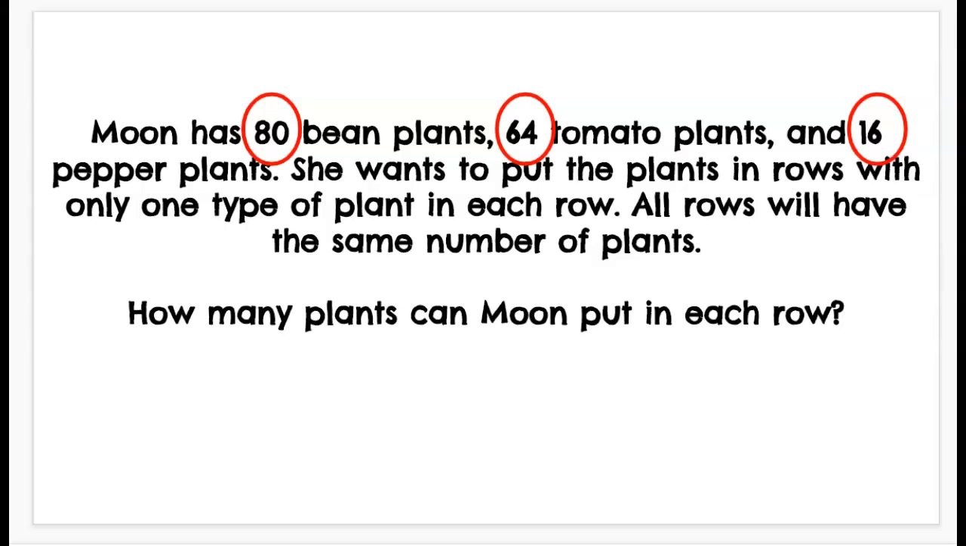The first thing that I do is, as always, use the strategy called CUBES. I am going to circle all of the numbers that I see. Next, I'm going to make sure I understand the question. It is asking us to make sure all rows will have the same number of plants. It is asking us to find the common factors. So I will need to make sure that I have that lime green paper that we provided that has all of the factors listed.